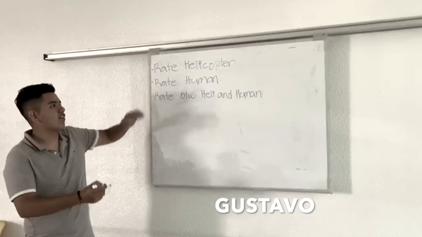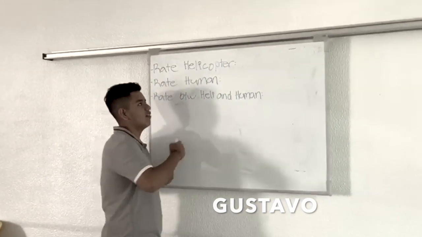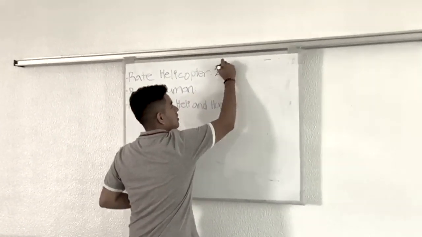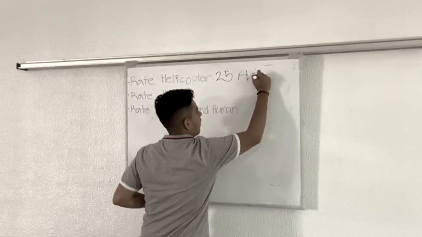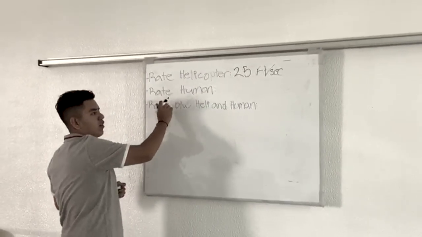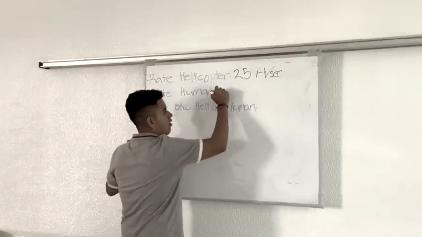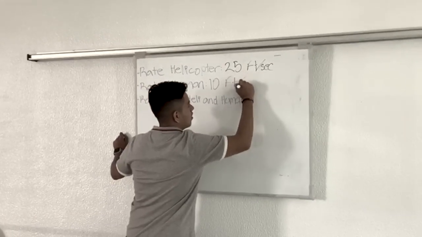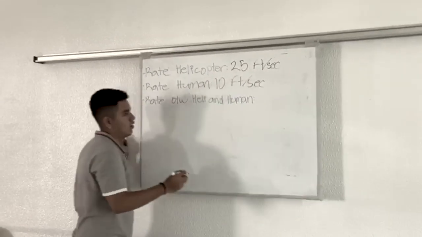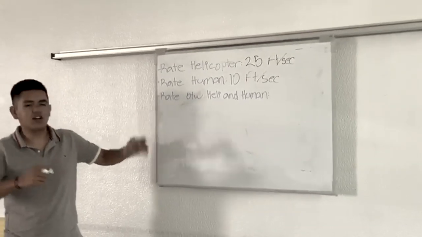Well, the rate of the helicopter is 25 feet per second. Then the rate of the human is 10 feet per second. But we need to find the rate between the helicopter and the human.